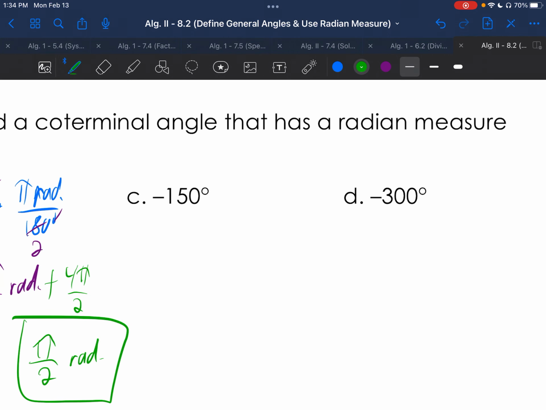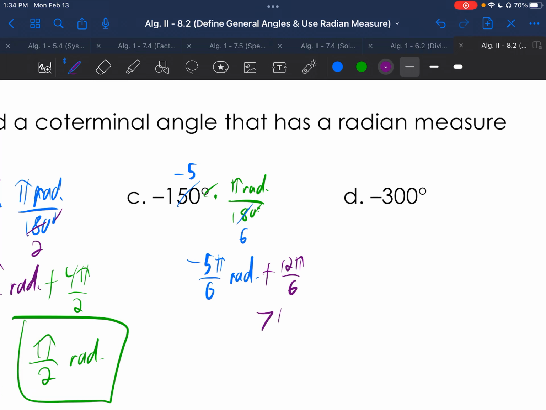Negative 150 multiplied by pi radians over 180 degrees. Degrees, 150 and 180 reduce to negative 5 and 6. So we get negative 5 pi over 6 radian. It's not between 0 and 2 pi, so we're going to add 2 pi, aka 12 pi over 6. And we're going to get 7 pi over 6 radian.